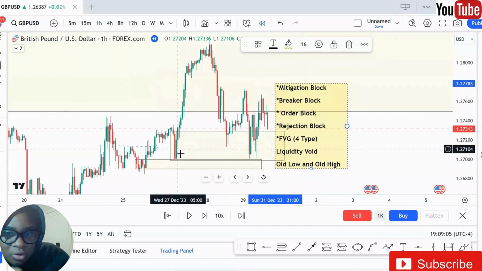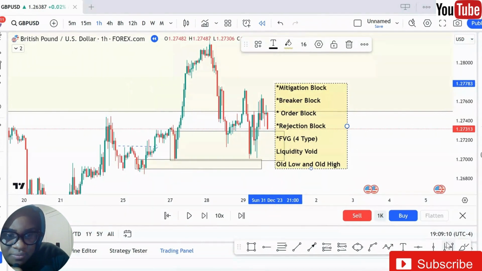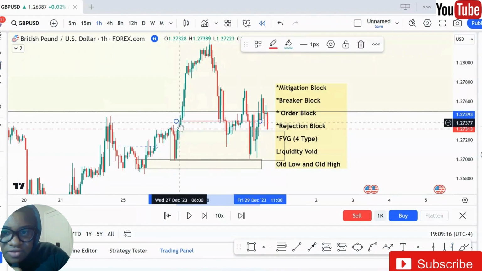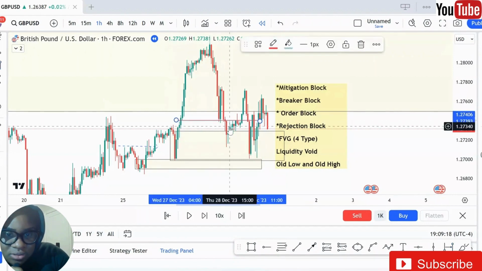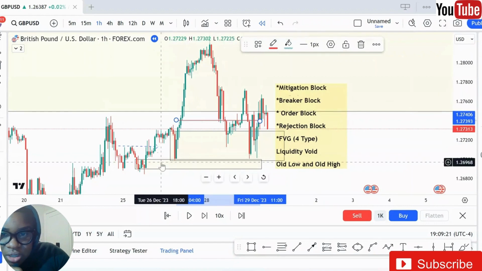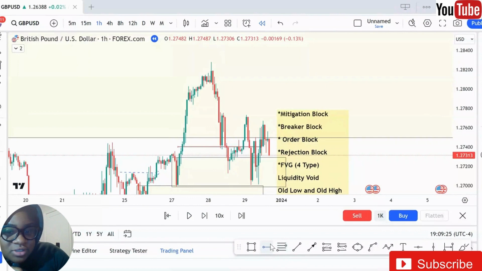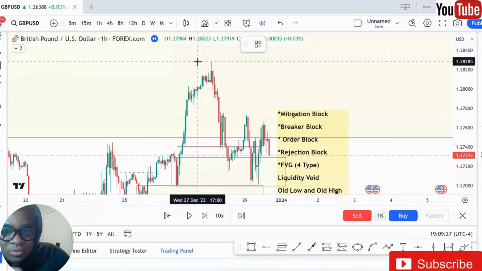Is there an order block, which we just marked? Is there a rejection block? No. Is there a fair value gap? Yes, there's a fair value gap around here. Is there a liquidity void? No. Is there an old low, old highs? I'll categorize this, if I was going to take it for a buy, here as my old highs.